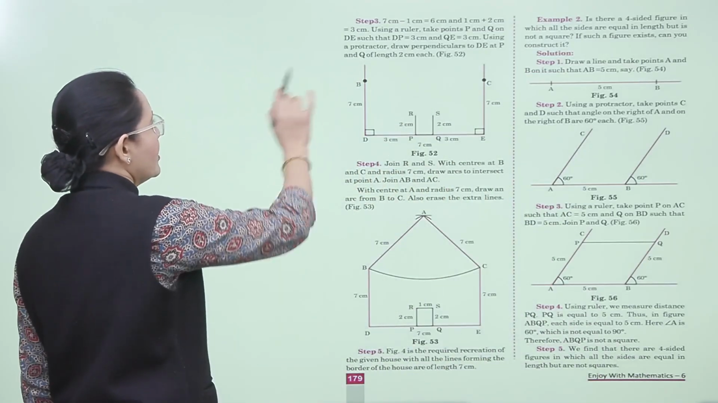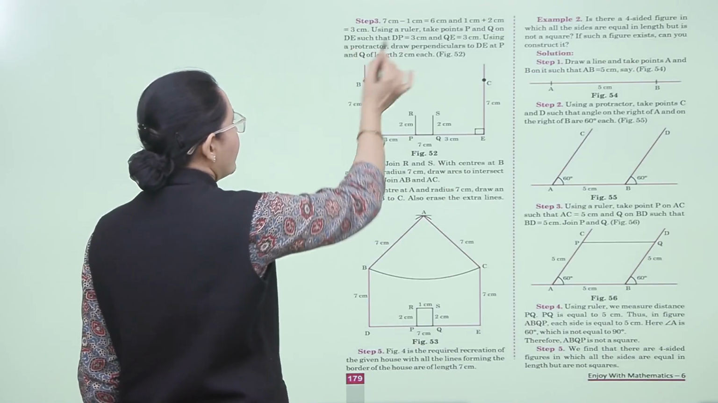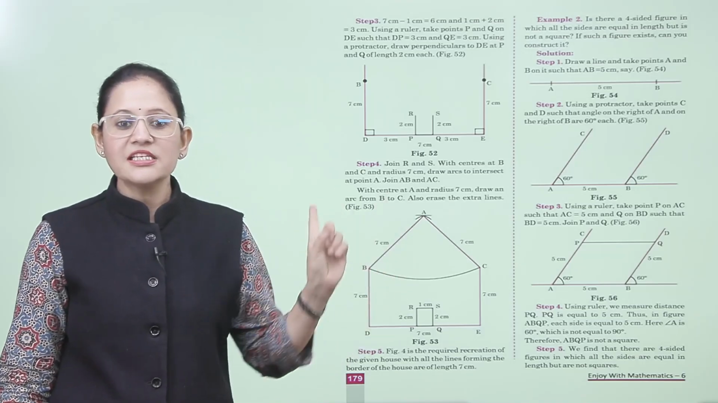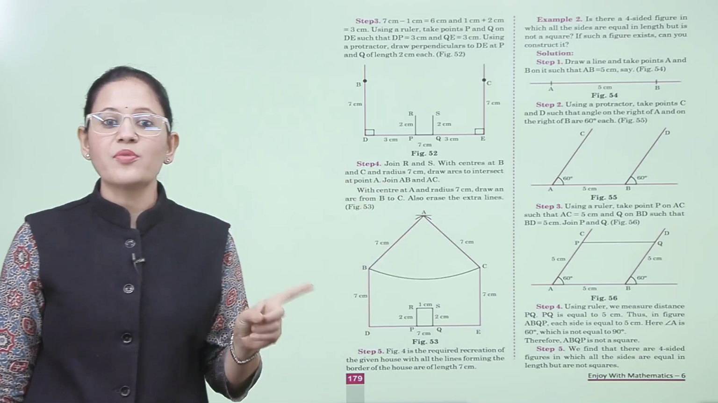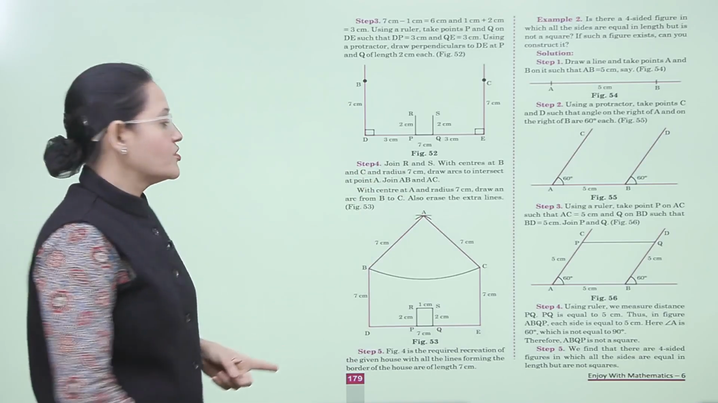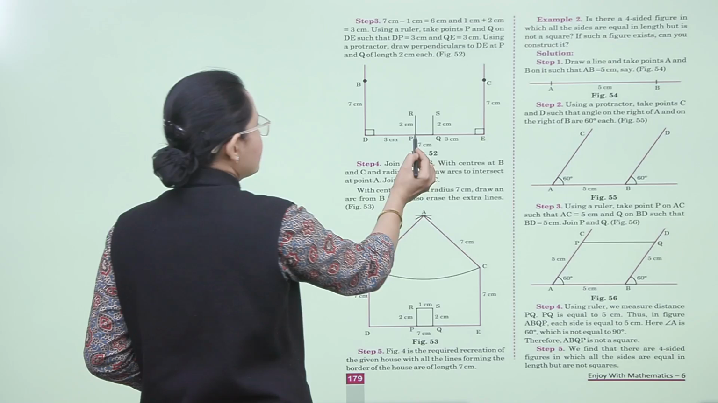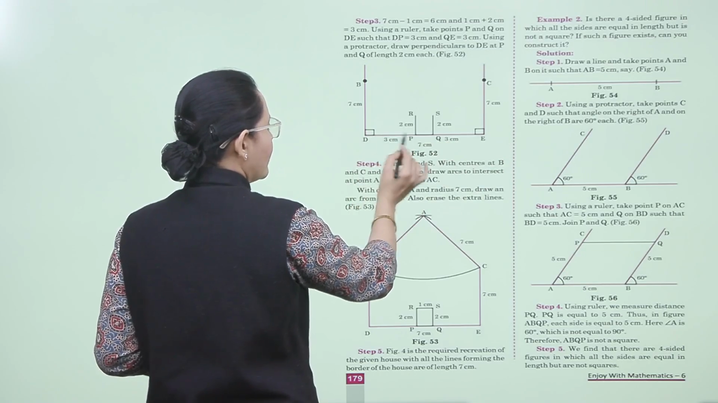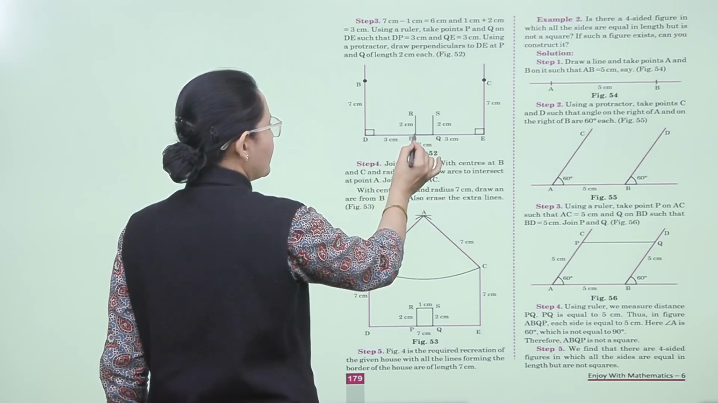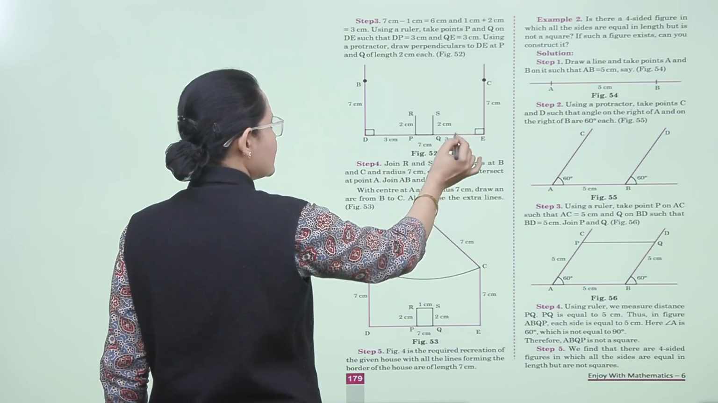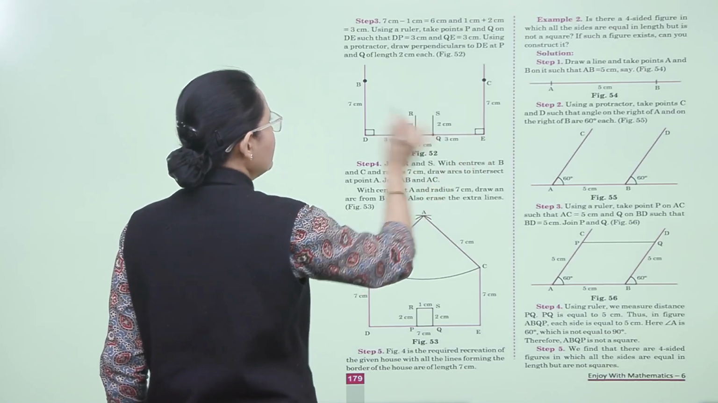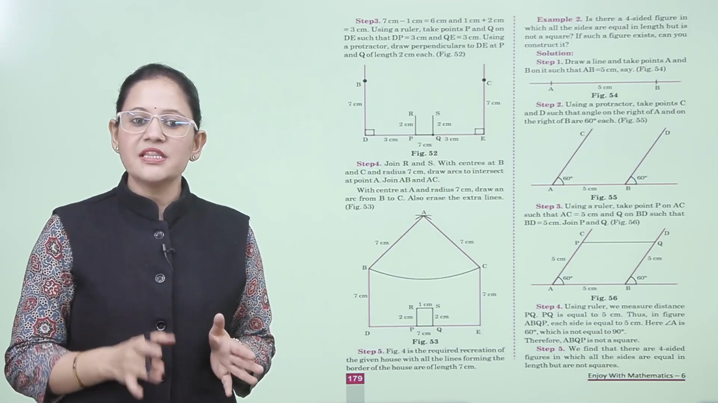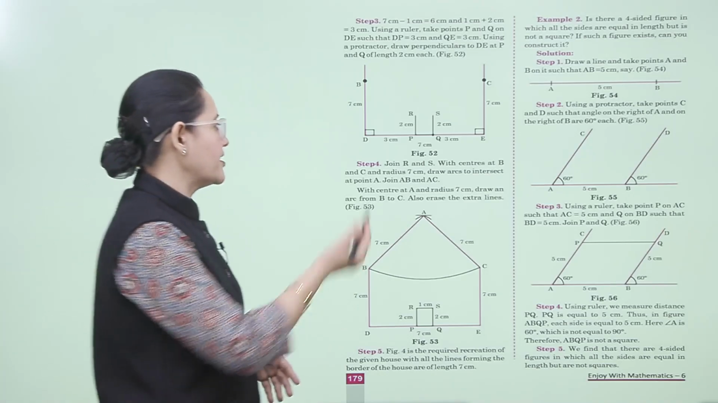Now third step, 7 minus 1, that is 6 centimeter, and 1 centimeter plus 2 centimeter, that is 3 centimeter. Using the ruler, take points P and Q on DE. This distance is 1 centimeter, total 7 centimeter. From D, we'll take a distance of 3 centimeter and mark a point P, and from E, we'll take a distance of 3 centimeter and mark the point Q. Clear? Now DP is 3 centimeter and QE is 3 centimeter.